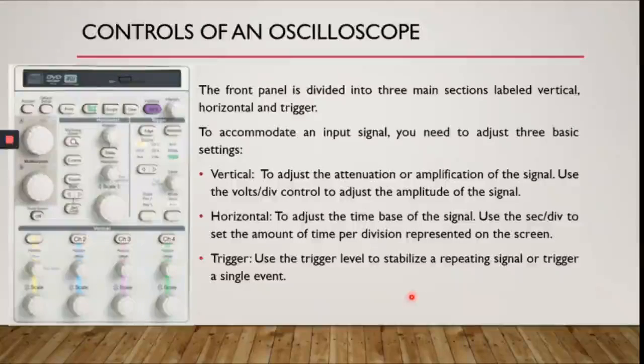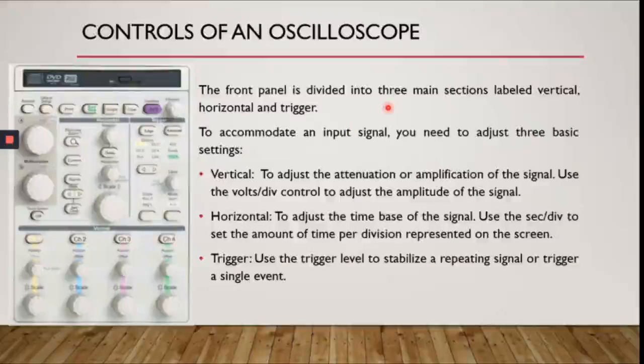Now, let's look at the control of an oscilloscope. So this is an example of one oscilloscope. This oscilloscope has 4 channels. So you see here, channel 1 up to channel 4. That means you can connect up to 4 different signals in this oscilloscope. Okay, there are also 2 channel oscilloscopes, a bit cheaper, but you can only connect 2 signals to measure.